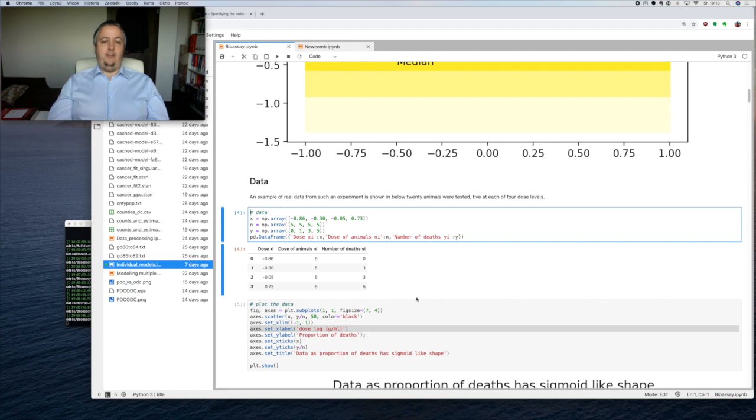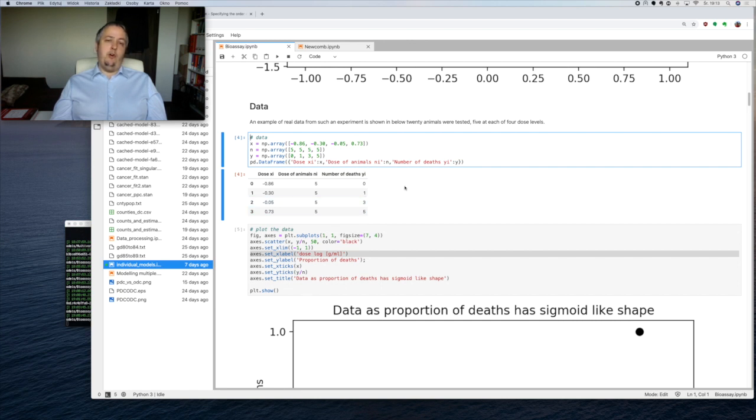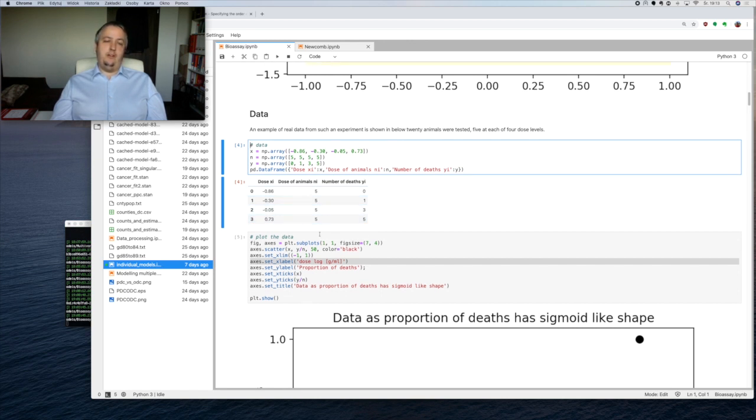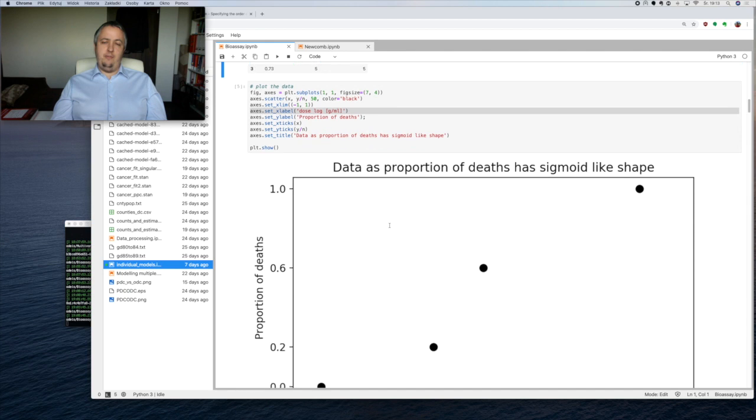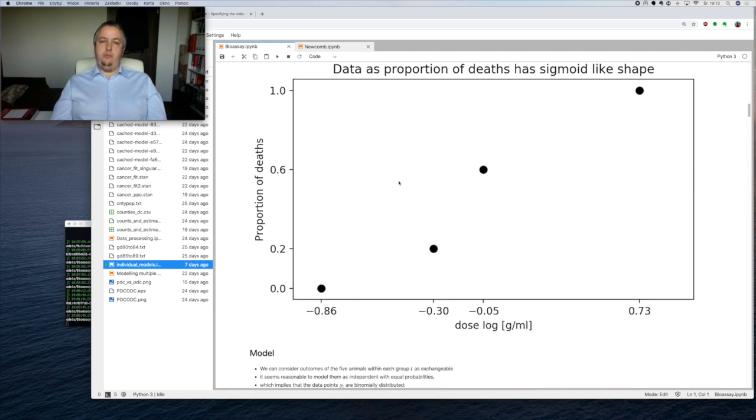So we had this situation, and we can look at these data, so the number of deaths to the number of animals as a proportion of them, and we can plot them with respect to the given dosage. Just again, you can see the doses here.